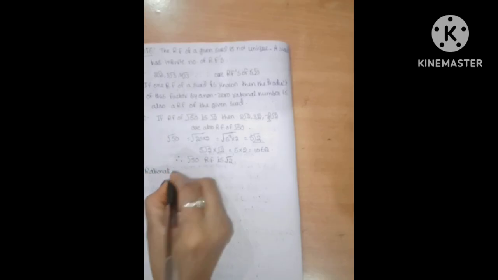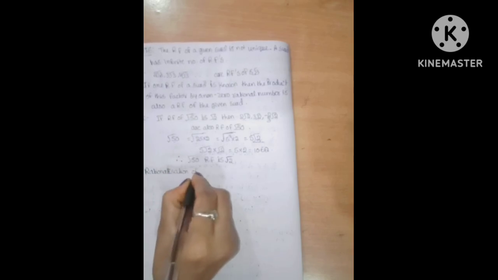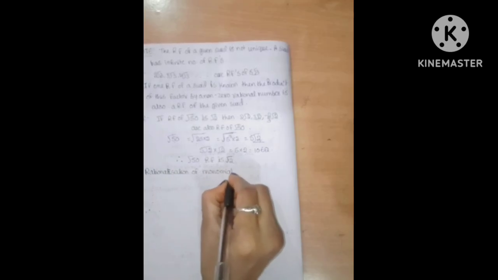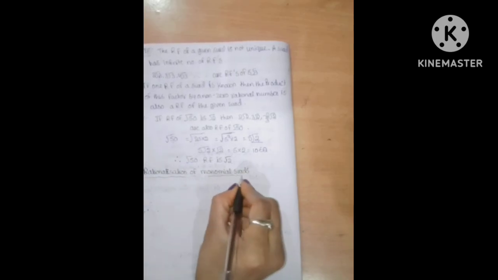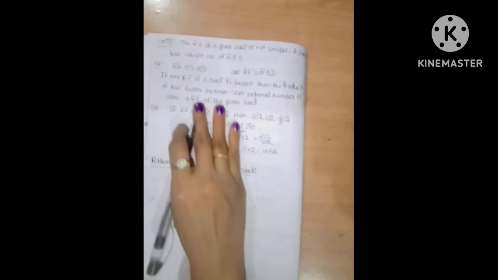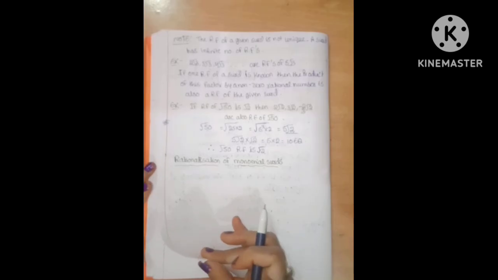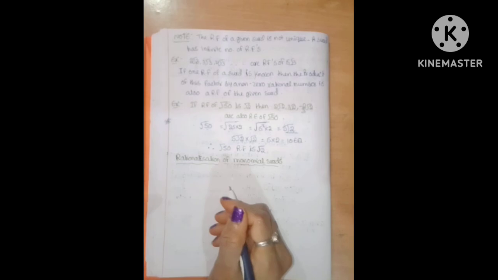Next, rationalizing the monomial surds. Rationalization of monomial surds. Do you know the monomial surds? Monomial surds is nothing but those containing only a single term. These are all monomial surds: 2 root 3, 3 root 3, 4 root 3. Those are all examples of monomial surds.